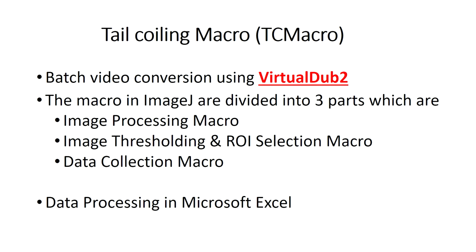So this is the workflow for TC Macro. First, we do a batch video conversion using VirtualDub2 to convert the video file to .avi for use in ImageJ. Next, in ImageJ, there are three processes, which are image processing, image thresholding and array selection, and the last one is data collection. After we get the results from ImageJ, they will be exported to an Excel file, and it can be used for the final data processing in Microsoft Excel.